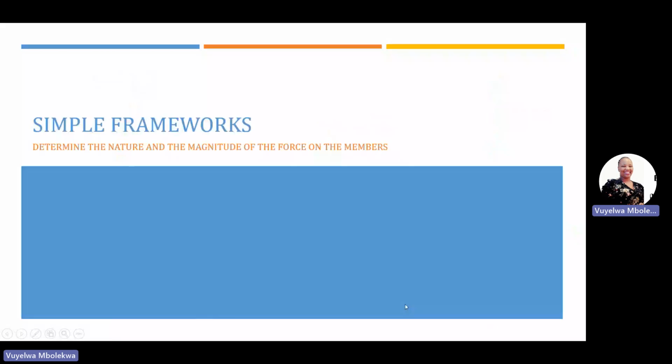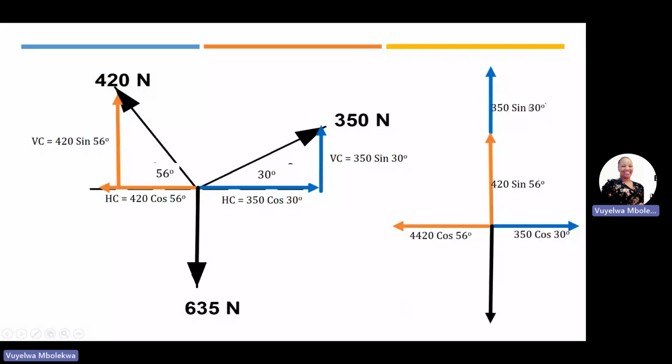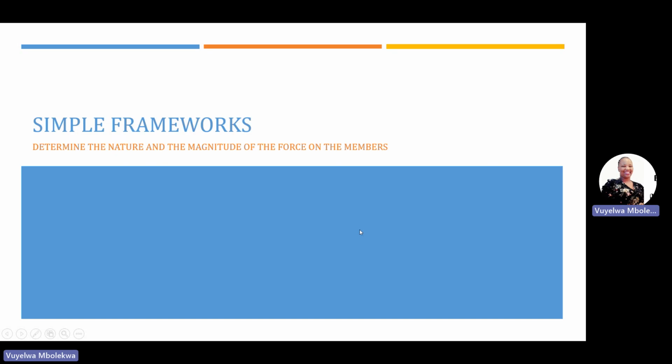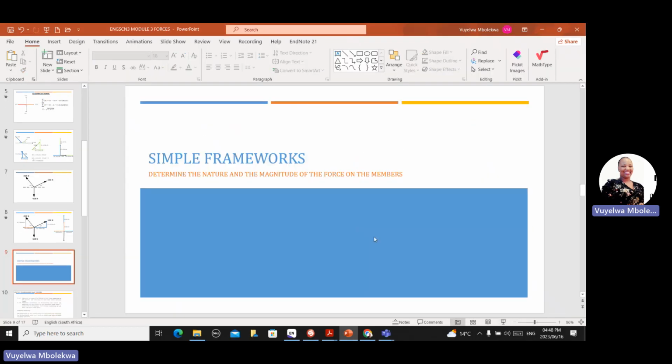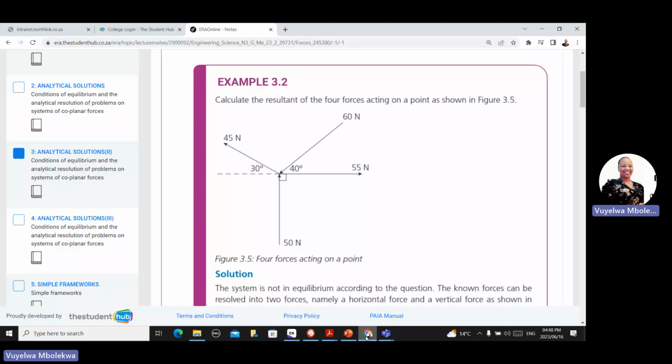You're going to get your sum of the vertical components by saying this force plus that force minus the 635. Then you're going to get your sum of your horizontal components by saying this force minus this force. We minus it because it's going west. Okay. And that's it. Let's take an example from the textbook.